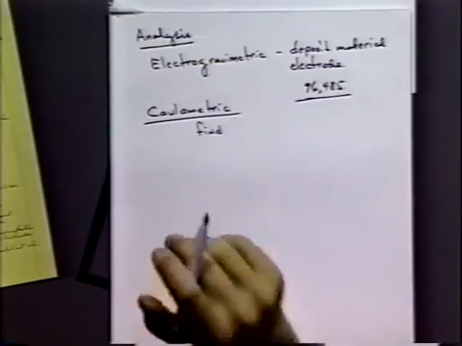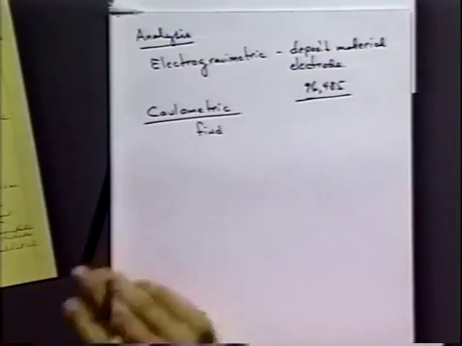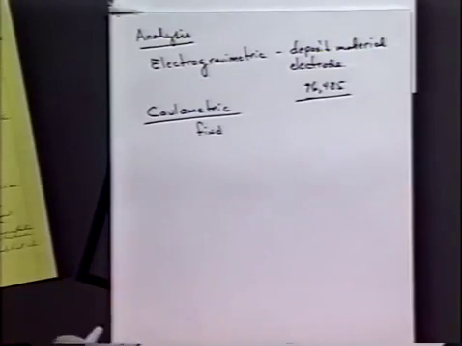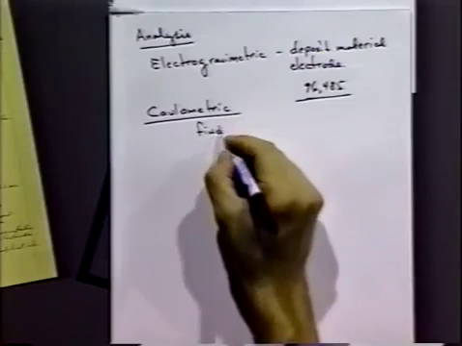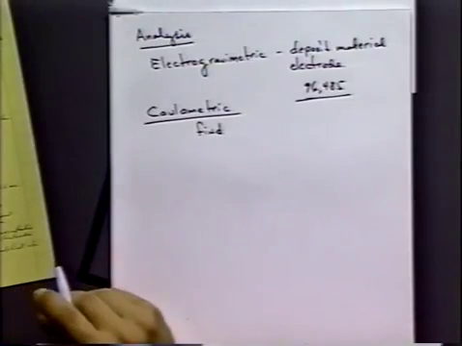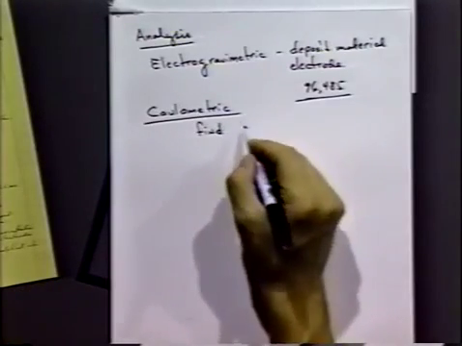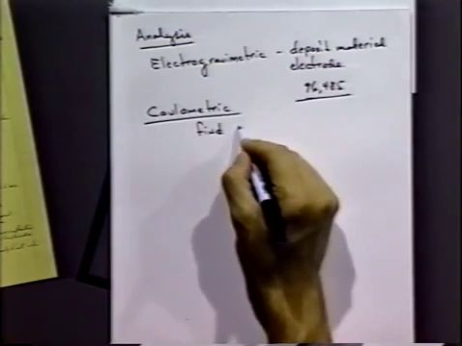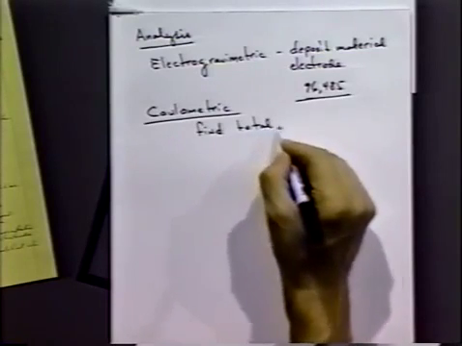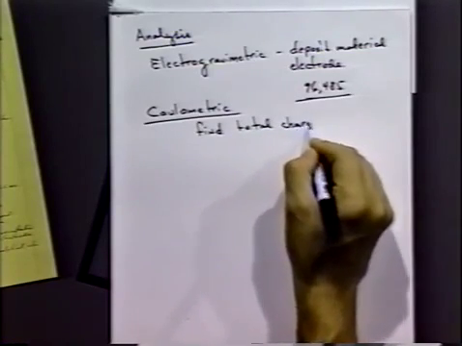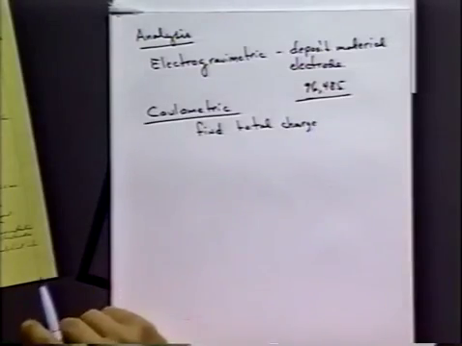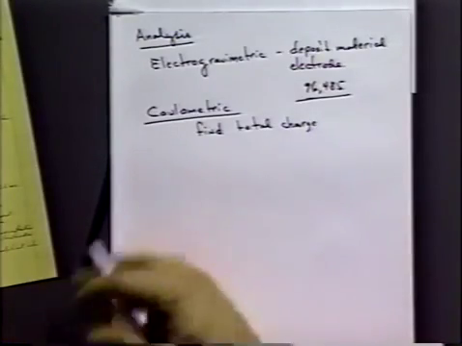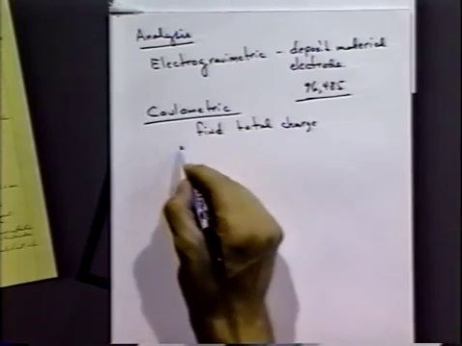And because you can measure the charge very accurately, even very small amounts of charge, it's very easy to do very exact titrations using coulometric methods. And that's a big advantage. Basically, you just find total charges. And so you need to have very accurate ways of determining current or generating currents and then determining the charge.